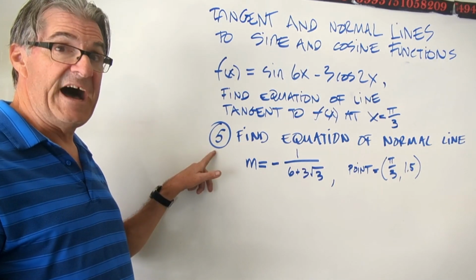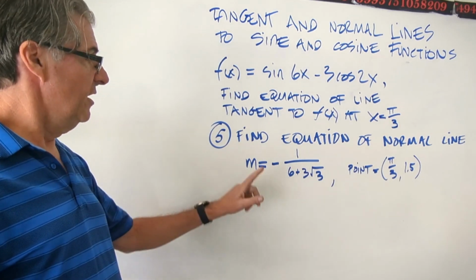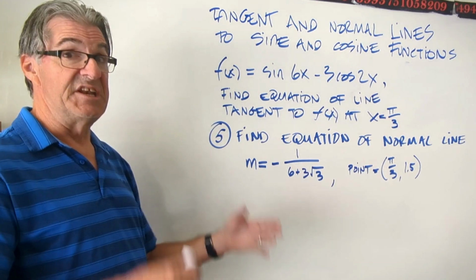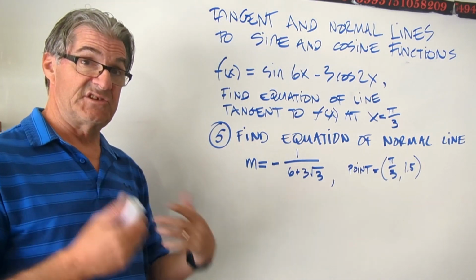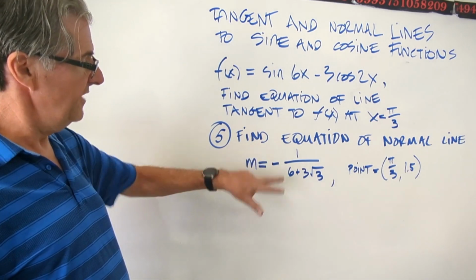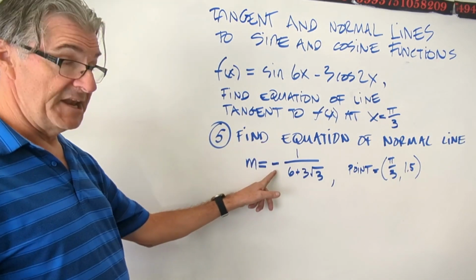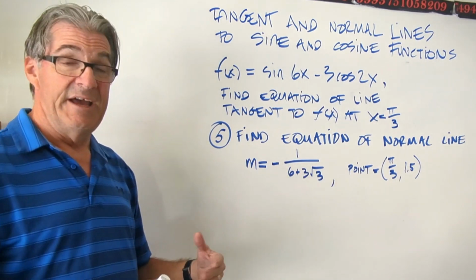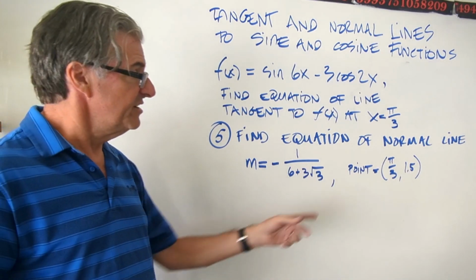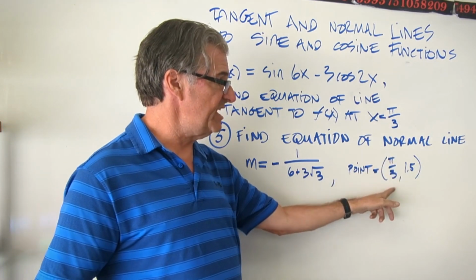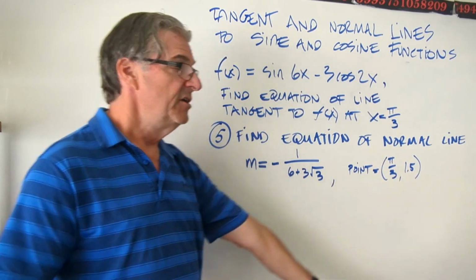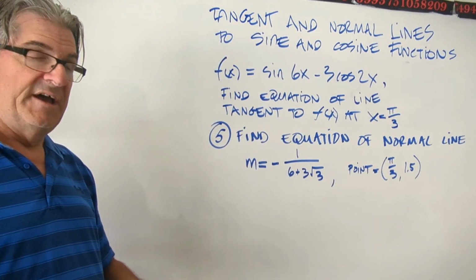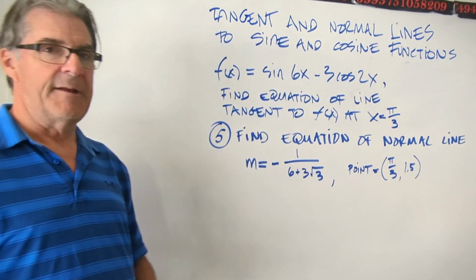So prompt number 5. To get you started, the slope of our normal line is the negative reciprocal of the slope of the tangent line. So I just flipped it. I have 1 over negative 6 plus 3 root 3. So that's our tangent line slope. It's at the point of tangency. So the point we're going to use is the same as the point we used the last time. So I want you to pause the video and do that calculation. And I'm going to give you a choice.